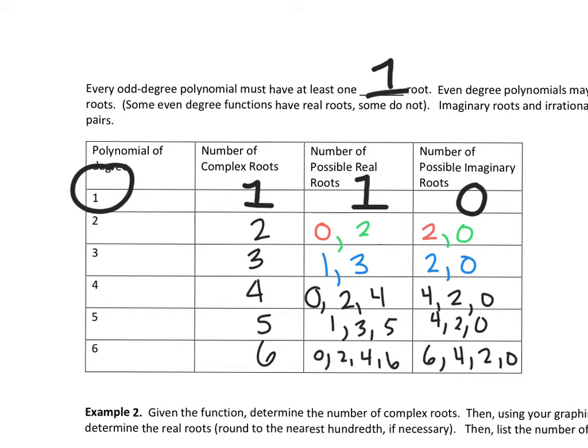So look at the pattern here. If it's an odd degree function, the number of possible real roots are odd numbers. And if it's an even degree function, the number of possible real roots are even numbers. And then no matter what, the imaginary ones are always even.